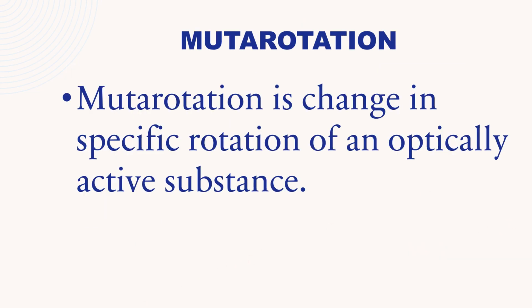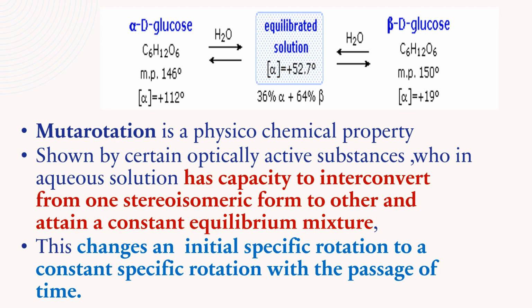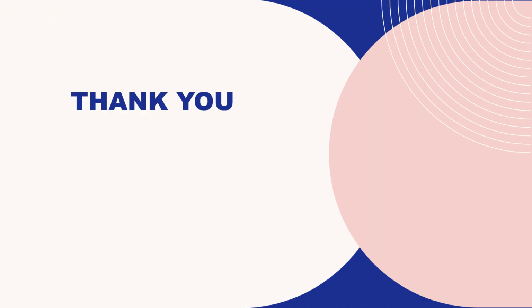Mutarotation. Mutarotation is the change in specific rotation of an optically active substance. Mutarotation is a physicochemical property shown by certain optically active substances which, in aqueous solution, have the capacity to interconvert from one stereoisomeric form to the other and attain a constant equilibrium mixture. This changes an initial specific rotation to a constant specific rotation with the passage of time.